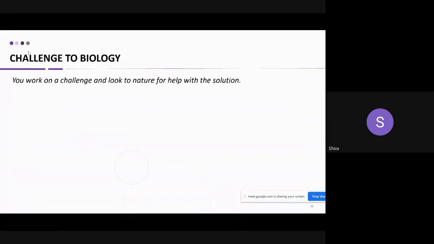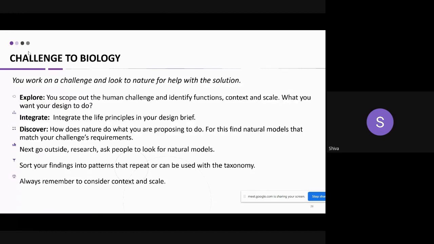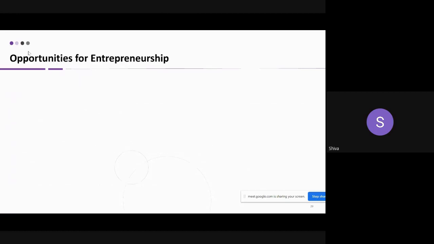Similarly, for challenge to biology, what you will do is explore first. You just swap: explore, integrate, discover. That's all you do. So it's the same process, just a little different. Don't worry about that. We will teach you all that.